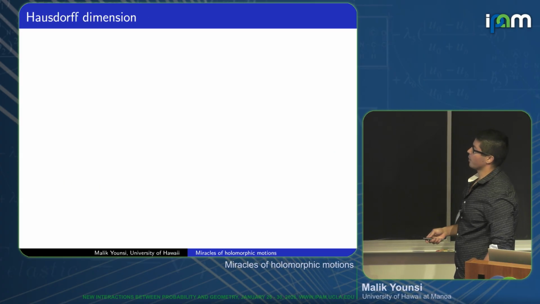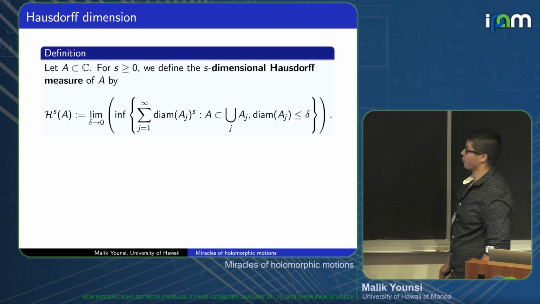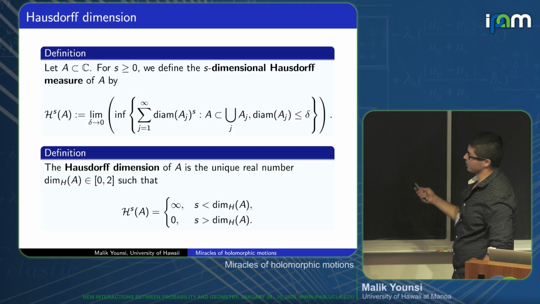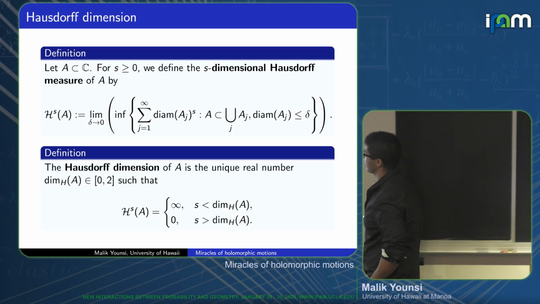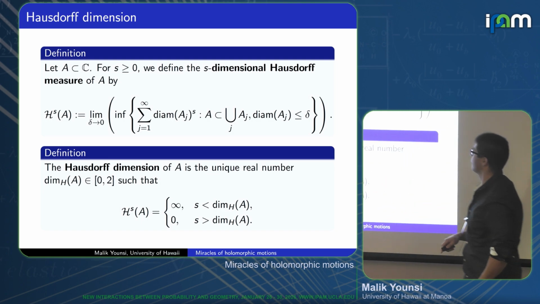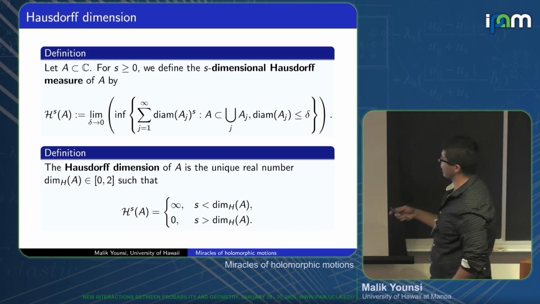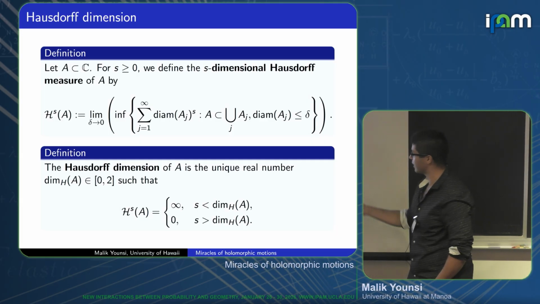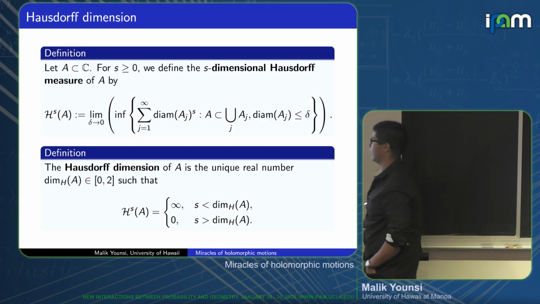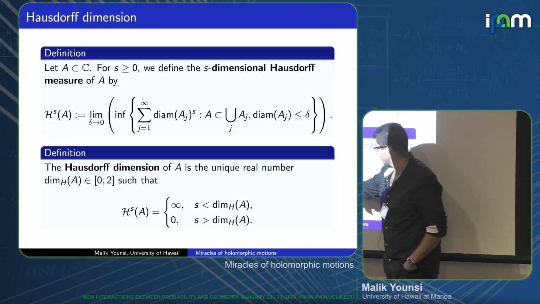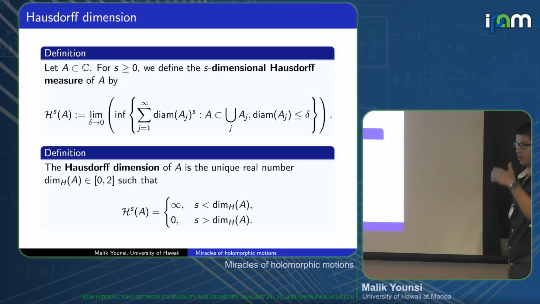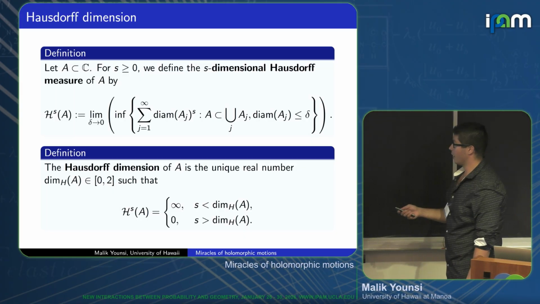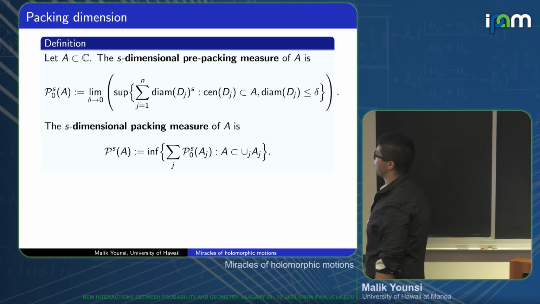So I think now I have a couple of slides where I recall the definitions. I'll just go through them quickly. So this is Hausdorff dimension. We're all familiar with this. It's defined in terms of coverings of your set of diameter at most delta, and then you take delta smaller and smaller. This is Hausdorff measure. And then the Hausdorff dimension is the critical value where the Hausdorff measure goes from infinity to 0. Maybe you're less familiar with packing dimension.